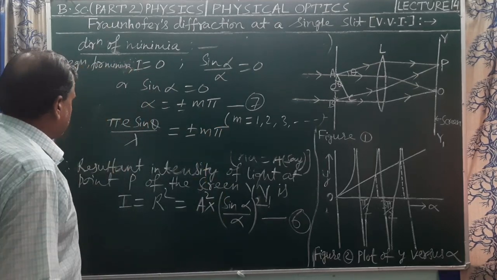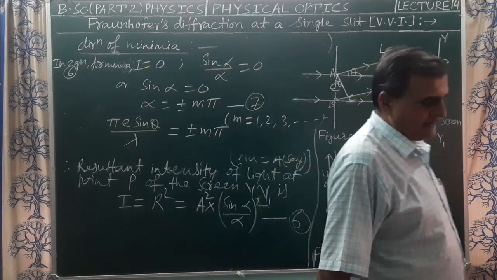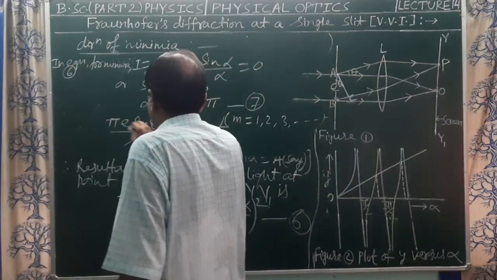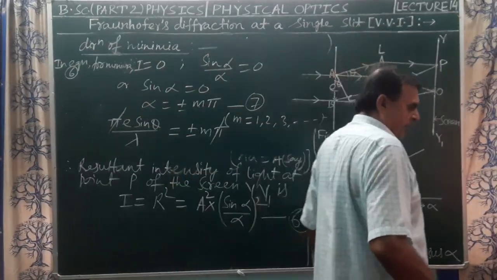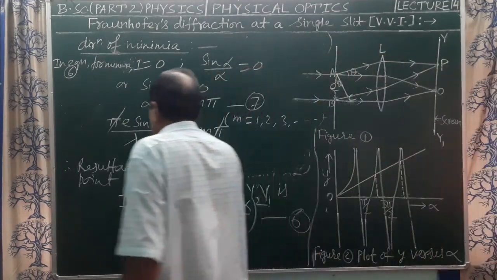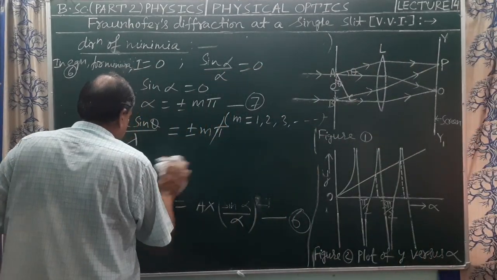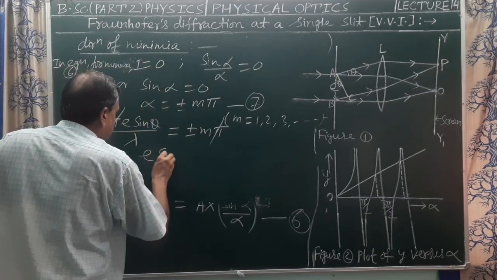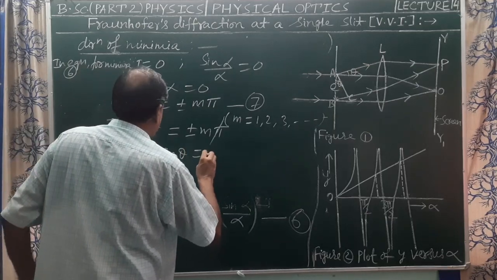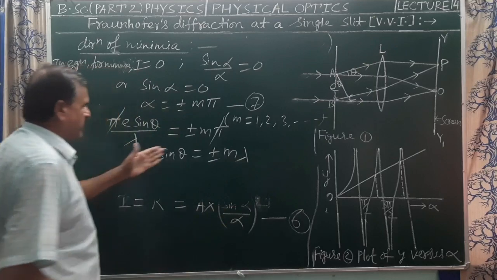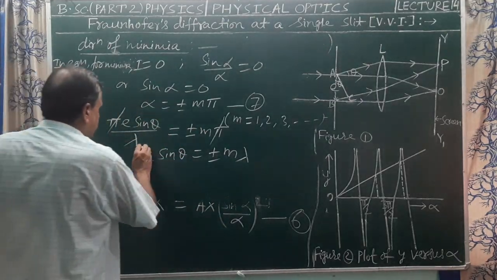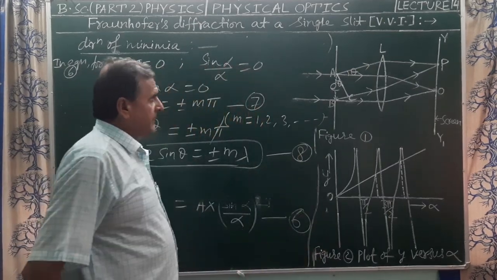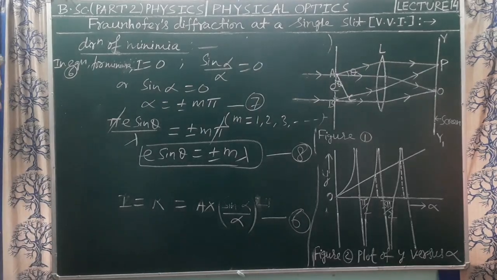If theta is small, then sin theta we can write as theta. Pi and pi both sides will cancel out. So the condition of minima we have obtained in the case of diffraction at a single slit is e sin theta equals to plus minus m into lambda. लैम्डा यहाँ मल्टीप्लाई हो जाएगा क्रॉस मल्टीप्लिकेशन से. And this is the condition of minima in the case of Fraunhofer diffraction at a single slit.